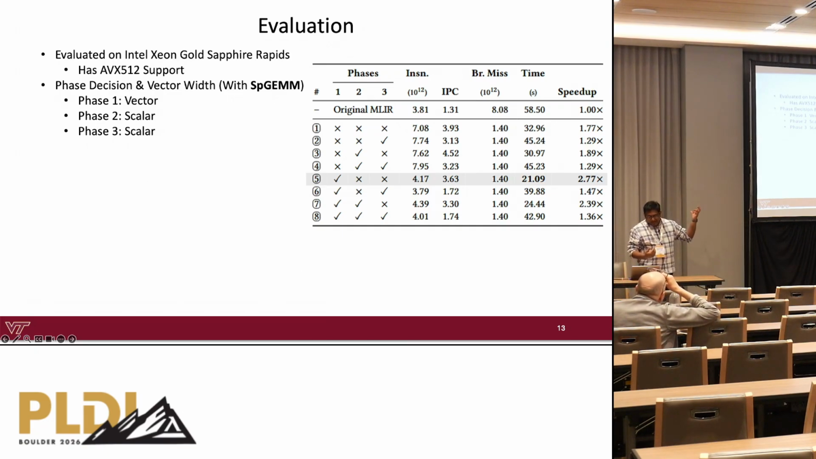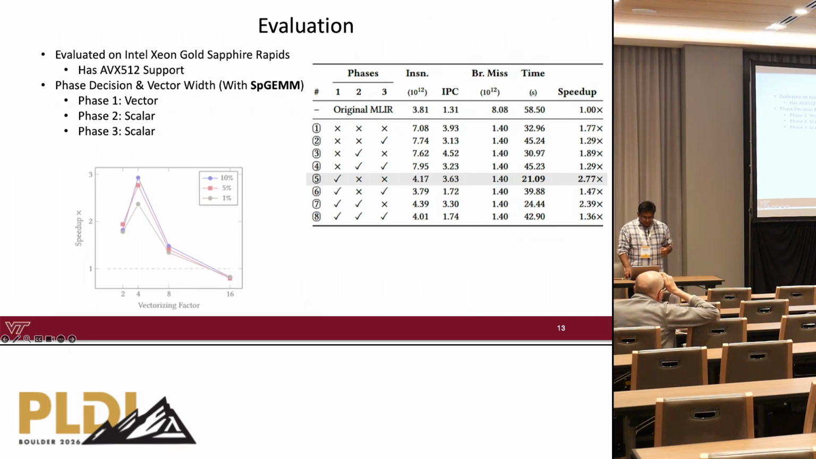that the data loading should be done using vector instructions, and all the others should be done with scalar instructions. That is the one that gives you the highest speed up, which is 2.77x over the original version. And then we did a little bit of ablation study.